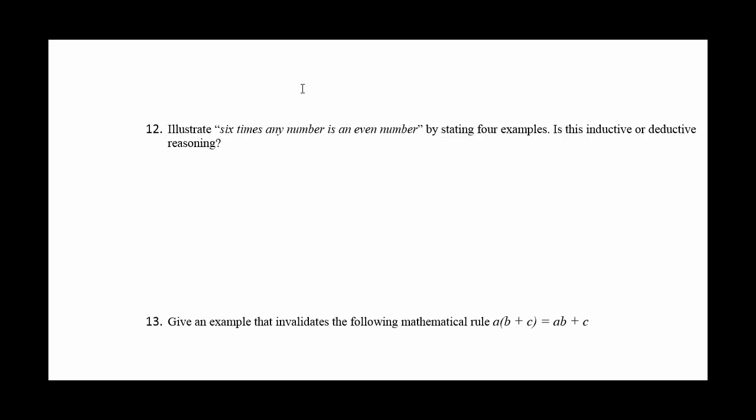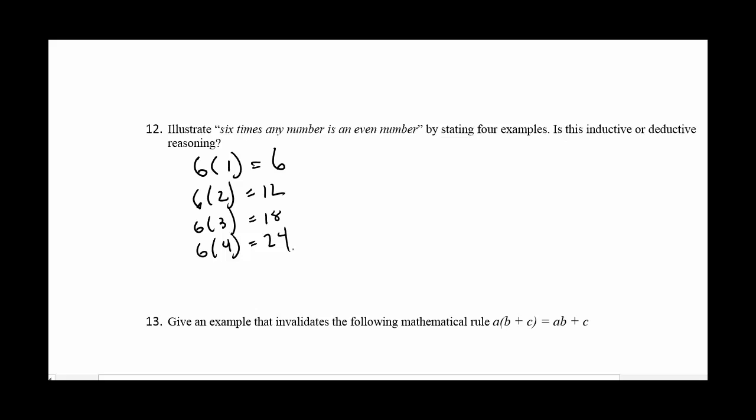Number 12, we're asked to illustrate the following statement: 6 times any number is an even number, by stating 4 examples, and then we're asked a question about inductive and deductive. Okay, so let's get to the first part by coming up with examples that fit this particular pattern. So 6 times any number is even. Well, let's just start real simple and say 6 times 1 is 6, and 6 times 2 is 12, and 6 times 3 is 18, and 6 times 4 is 24.